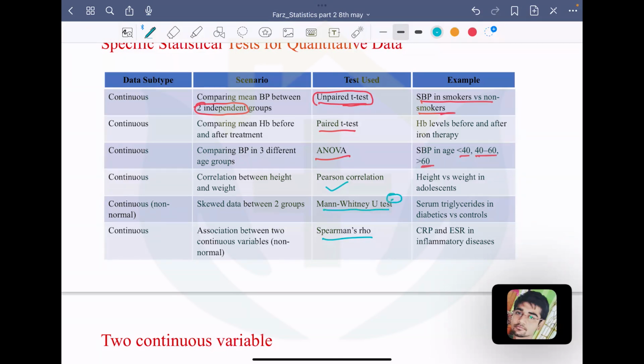So for example, when you have continuous data, but it is not normally distributed, we'll be discussing later what is normal distribution, then you use a Mann-Whitney U test for comparing the means, okay? So this is a frequently asked question, this Mann-Whitney test and this ANOVA. So just make sure that you are looking into the examples.